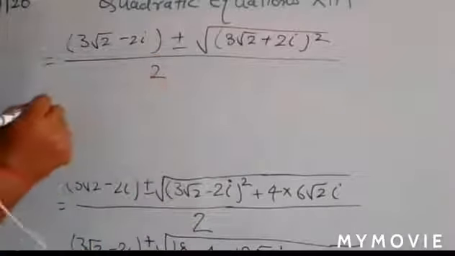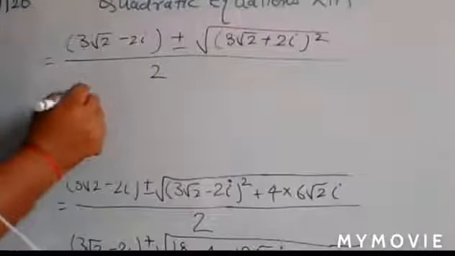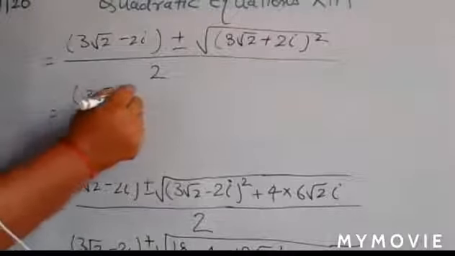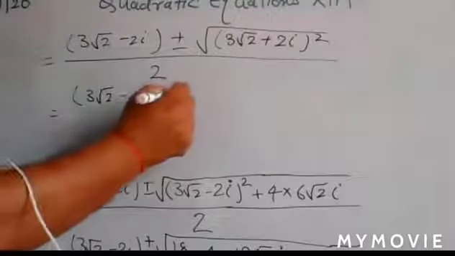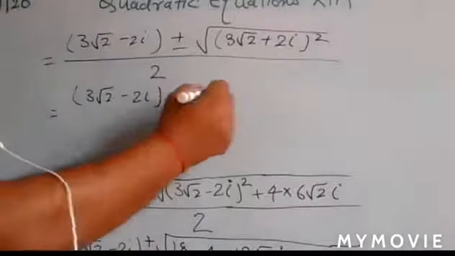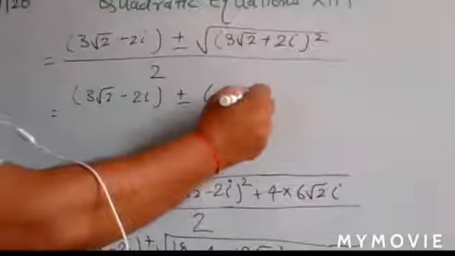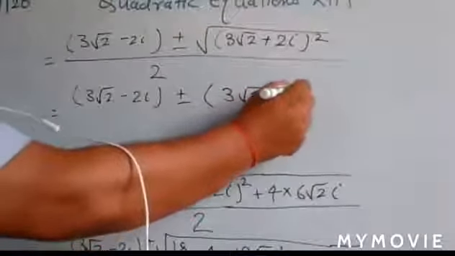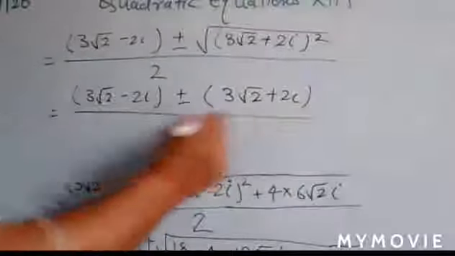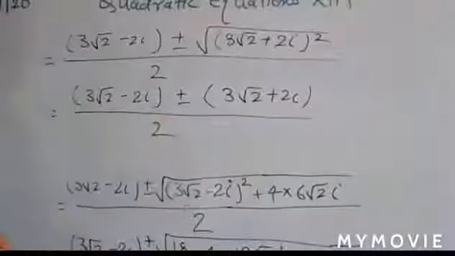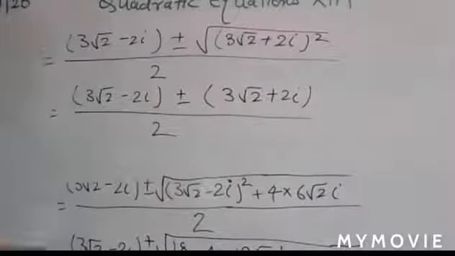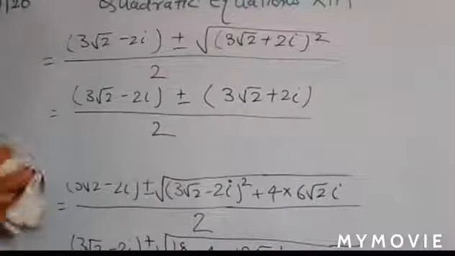Okay, so here you have 3 root 2 minus 2i, plus minus. Yes, the root is removed here. So 3 root 2 plus 2i, whole divided by 2. Now you solve that by taking the positive sign as well as the negative sign.